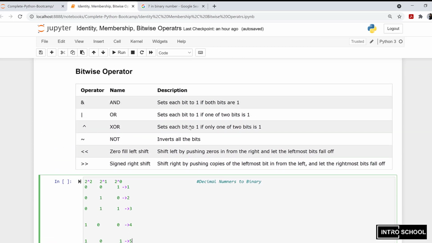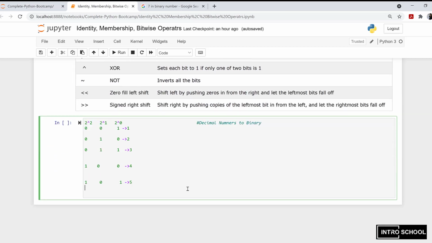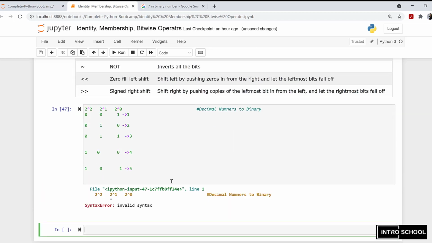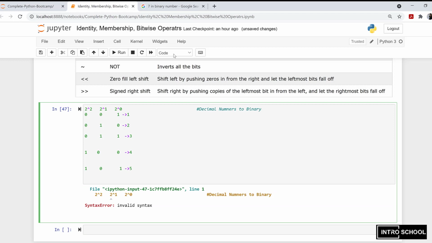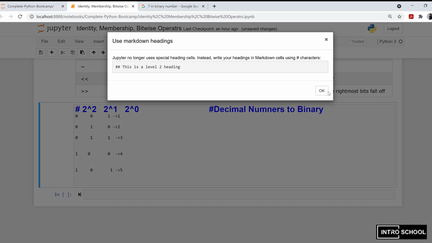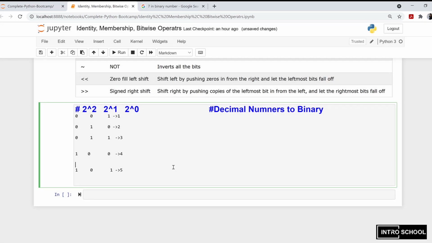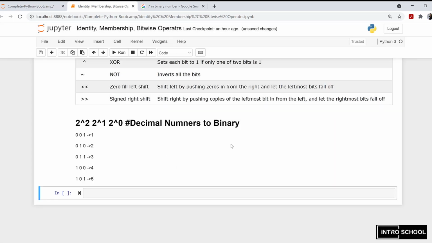So these bitwise operators work on the bits, while the logical operators, I'm sorry, I need to convert it into a heading. Yeah, so you understood the process.